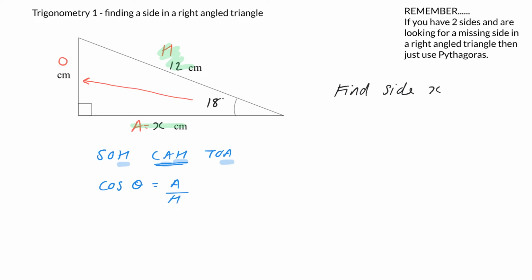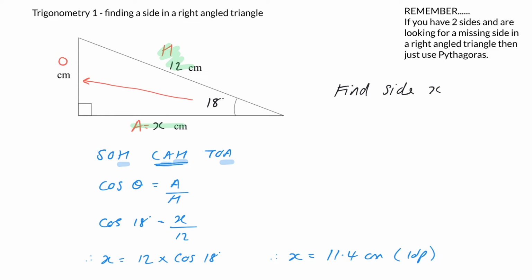All we do now is substitute the values. Theta is 18, so the cos of 18 degrees is equal to the adjacent, which is x, over the hypotenuse, which is 12. We rearrange that for x. X is now equal to 12 times the cosine of 18. So therefore x is equal to, and again we'll put that into our calculator. And that is 11.4 to 1 decimal place.